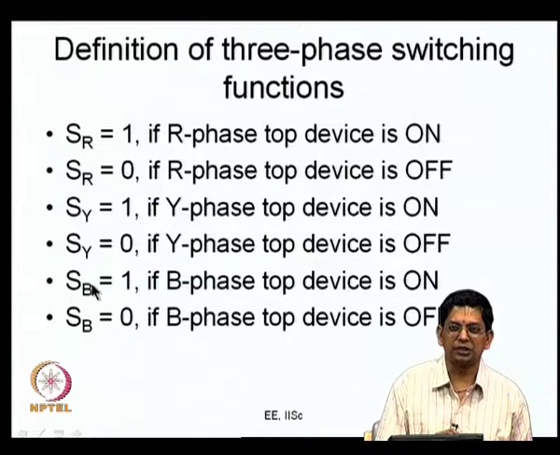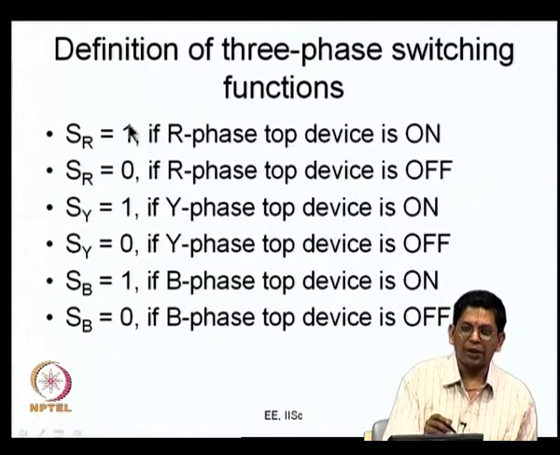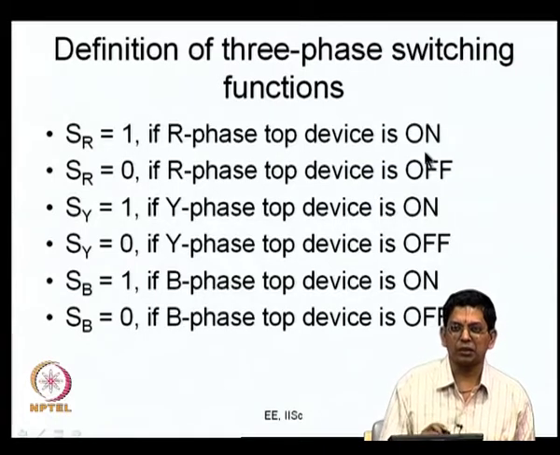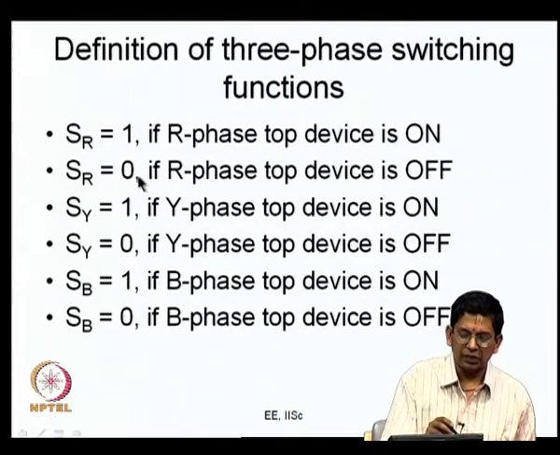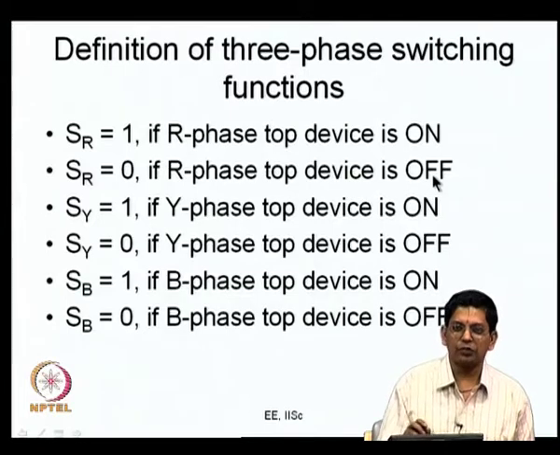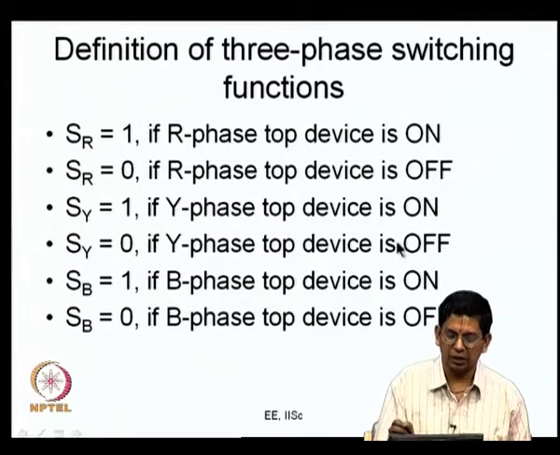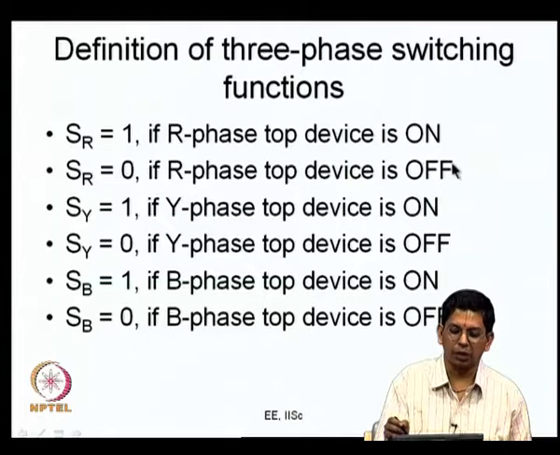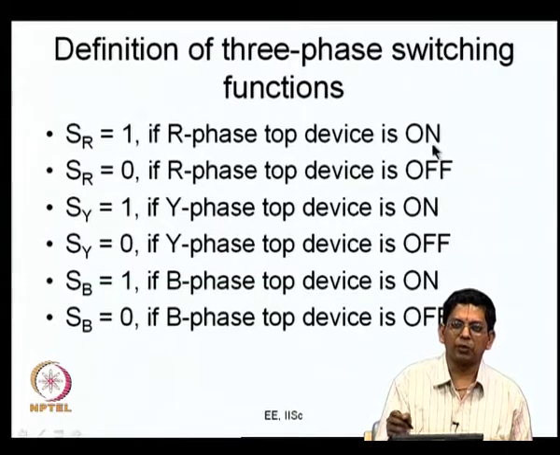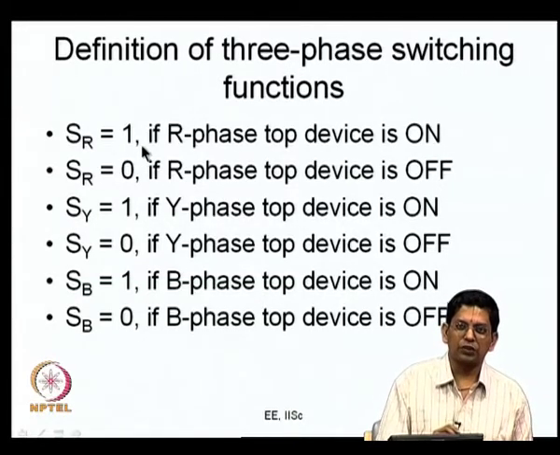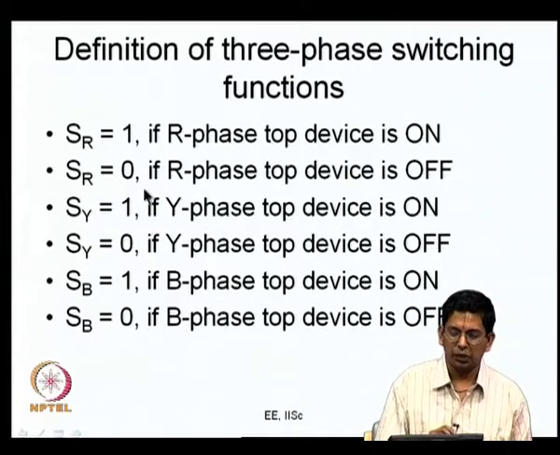These are actually digital signals, they can take the values of just 1 or 0. SR is equal to 1 if the R phase top device is on, and SR is 0 if the R phase top device is off or the bottom device is on. That is all. It's a complementary logic between the top and the bottom. So, if the top is on, the bottom is going to be off and vice versa. So, SR is equal to 1 if the top is on, SR is equal to 0 if the bottom device is on.